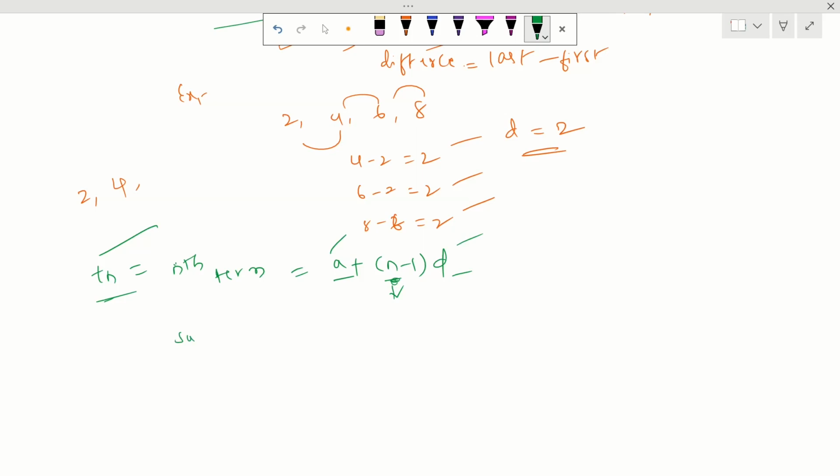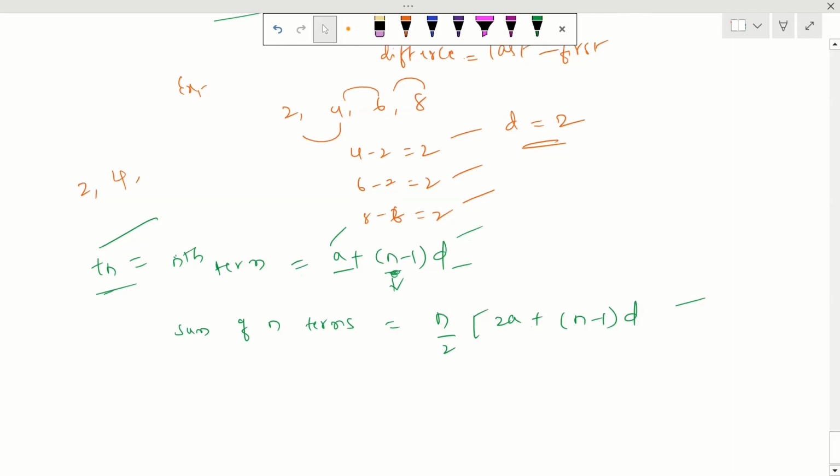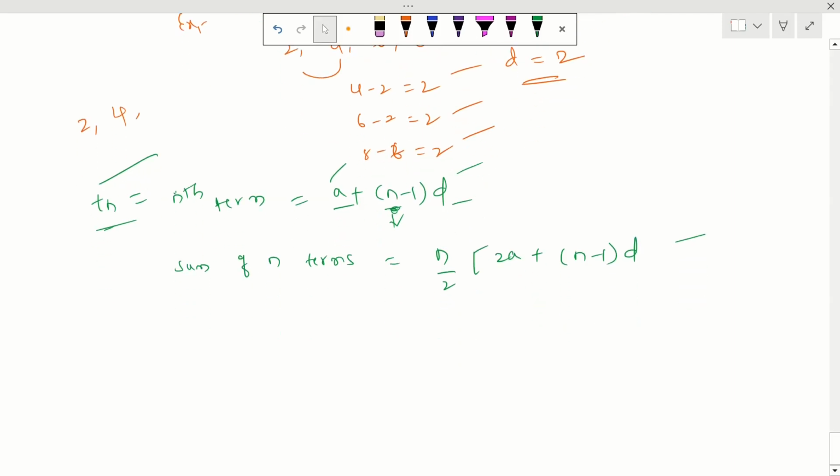And what is the formula for the sum of n terms in arithmetic progressions? It is n by 2 into (2a plus (n minus 1) into d). This one you understood, right? Now we'll write geometric progressions.